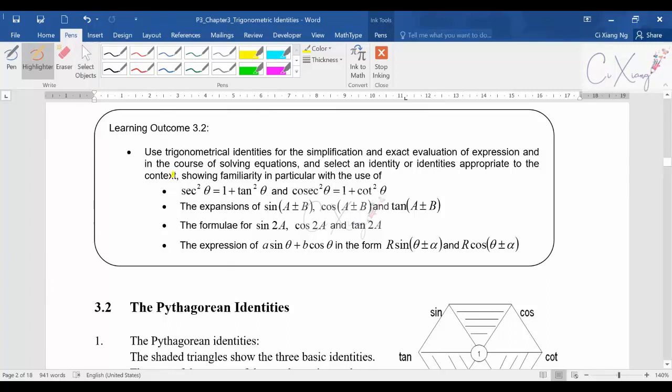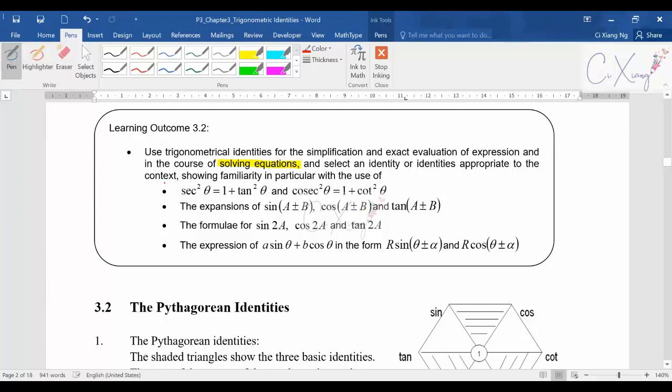There are 4 sets. To me, I think there are 4 important parts here. For learning outcome 3.2, we are going to learn all the identities, 4 important parts. For all the identities here, you need to use them to solve equations. You also need to learn how to prove equations correctly by applying the important identities. There are 4 sets of them.